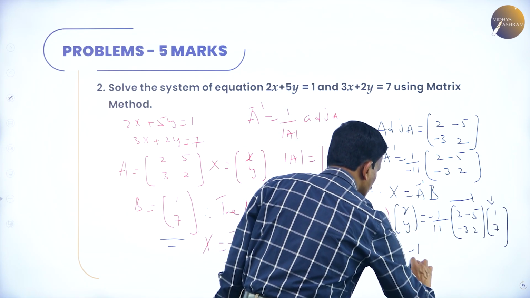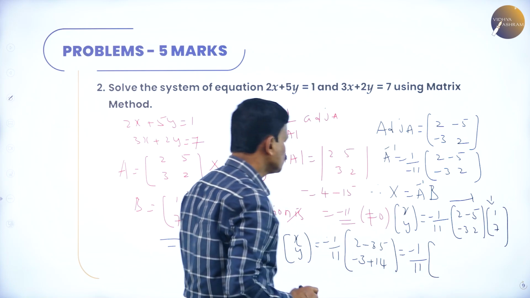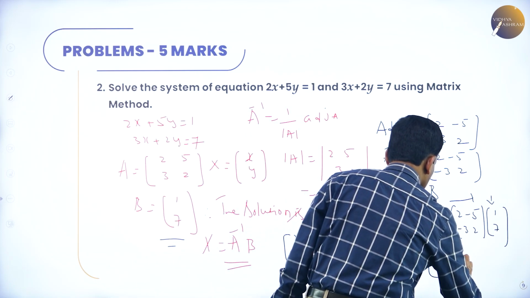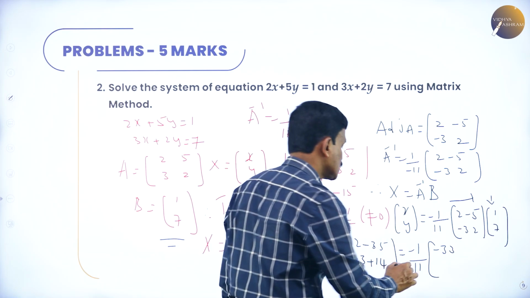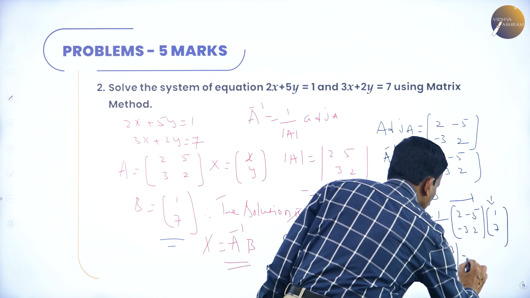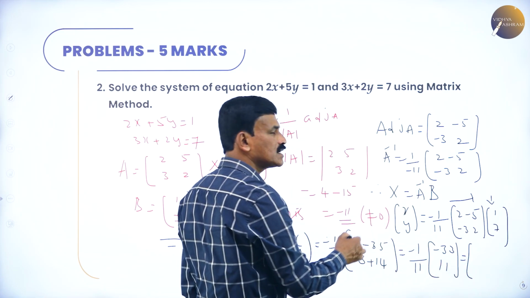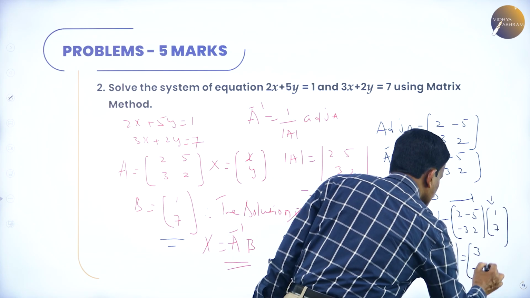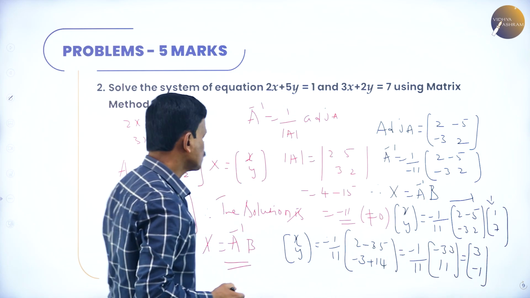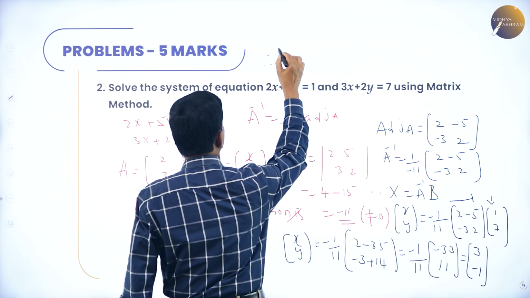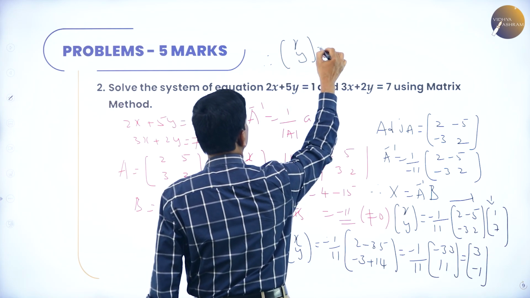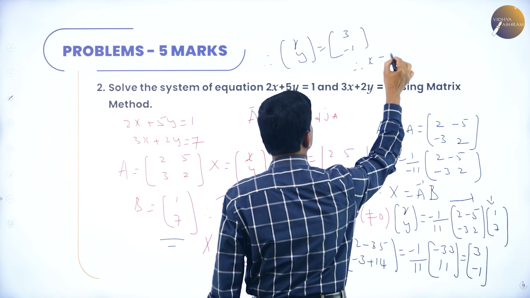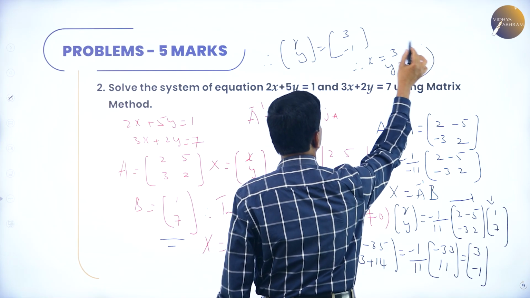This is equal to minus 1 over 11 into 2 minus 35. 2 minus 35 is minus 33 and 14 minus 3 is equal to 11. So if you divide by minus 11, minus and minus get cancelled, 33 by 11 is 3 and 11 by 11 is 1, that is along with the negative sign. So therefore x comma y is equal to 3 and minus 1, therefore x is equal to 3 and y is equal to minus 1.